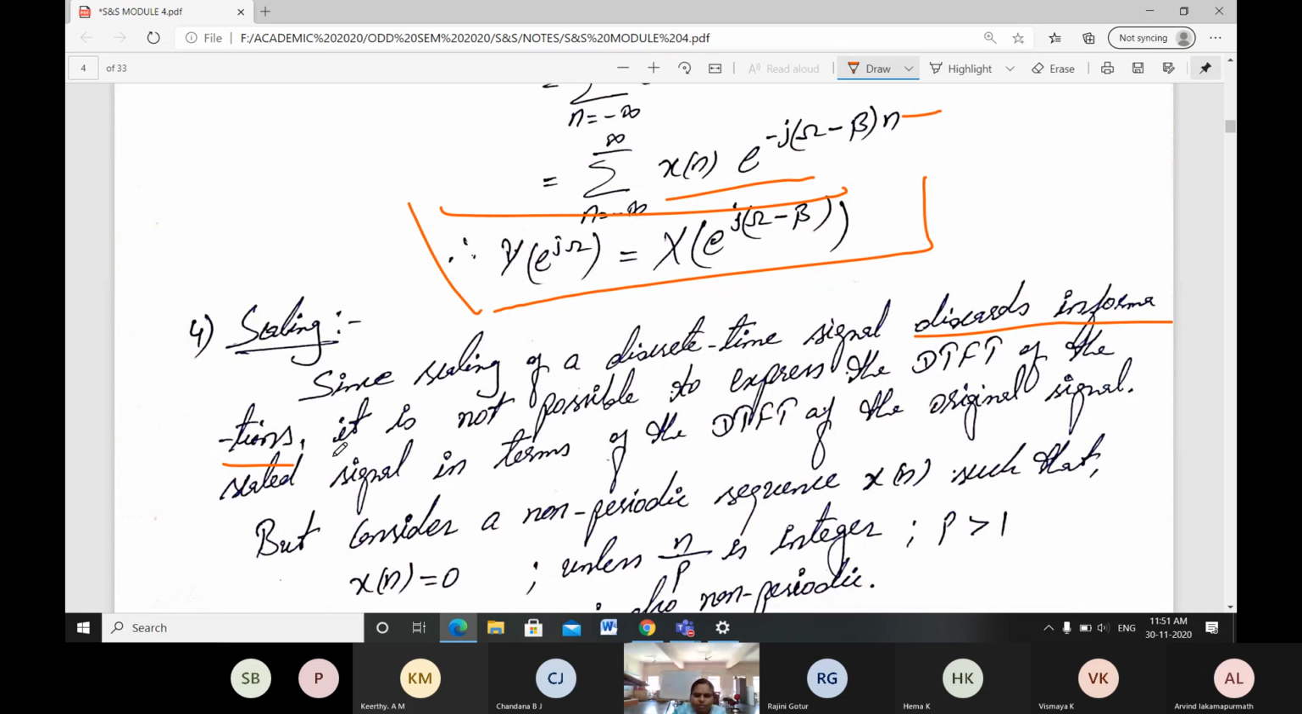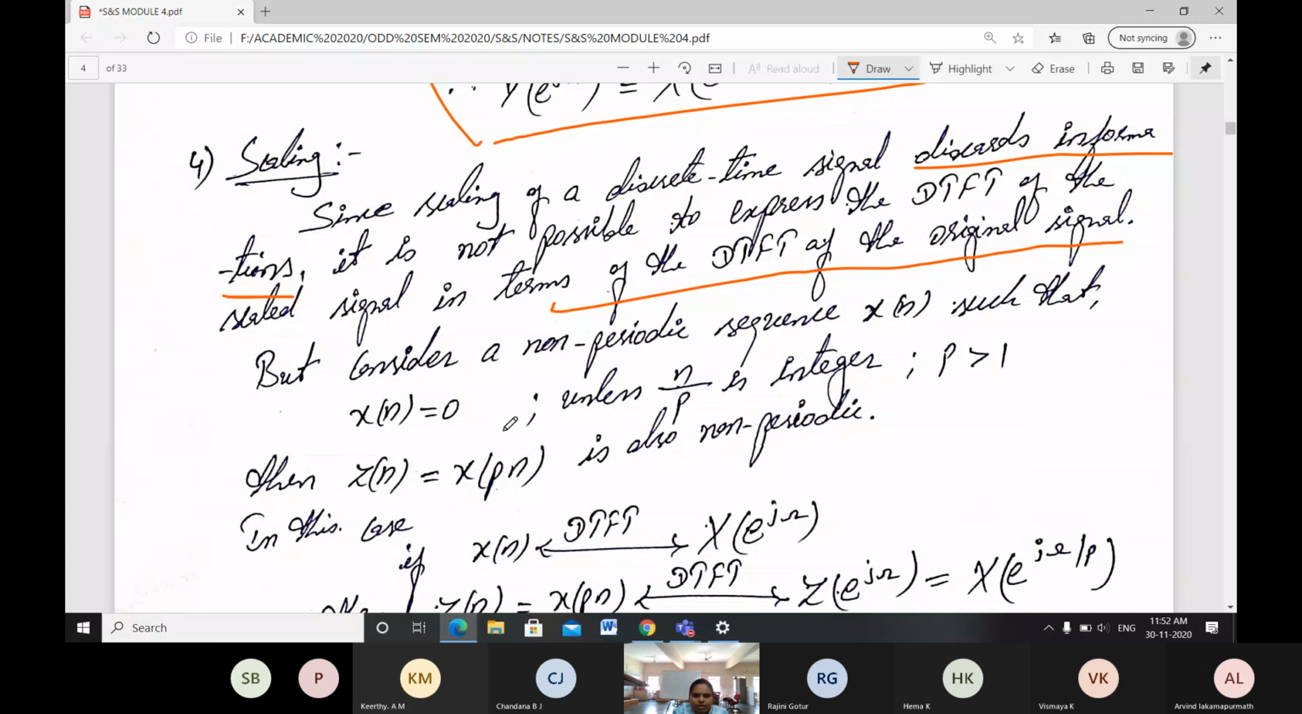So what is going to be considered here? Now we'll see. Discrete time signal discards the information. That's the basic we learnt. It is not possible to express the DTFT of the scaled signal in terms of the DTFT of the original signal. The original signal is not able to reflect the same as it is when I go for the scaling operation. I hope you understood what I am going to tell. Due to that we are going for some other way, so that I can go for the scaling operation here.